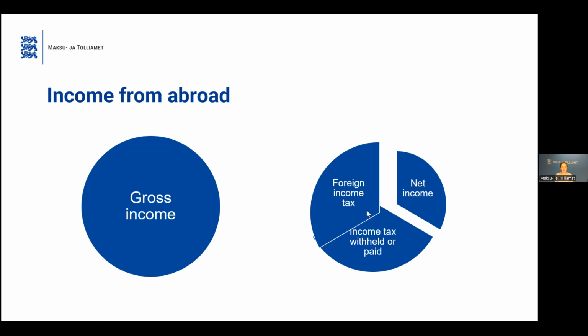This information is not pre-filled in the Estonian tax return, although we receive information from other countries through the exchange of information procedure, but still this foreign income is not pre-filled. So in case foreign income tax has been paid, the avoidance of double taxation and calculation of the Estonian income tax is done in the tax return.